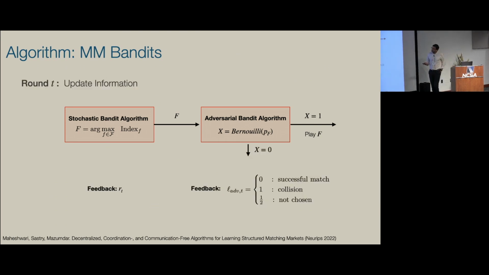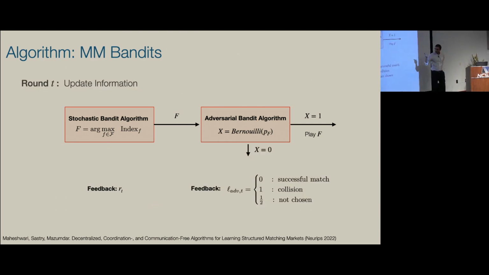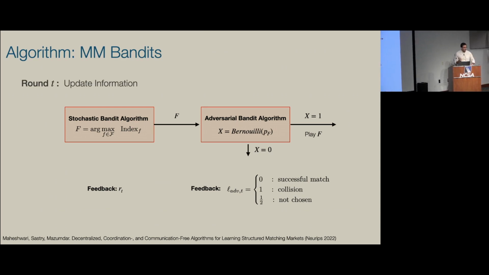Yeah, so you're using a stochastic bandit because there's uncertainty over your preferences. And so you want to basically understand the expected utility of that match. Yeah, because of the non-stationary environment that's coming because everyone else is also learning.